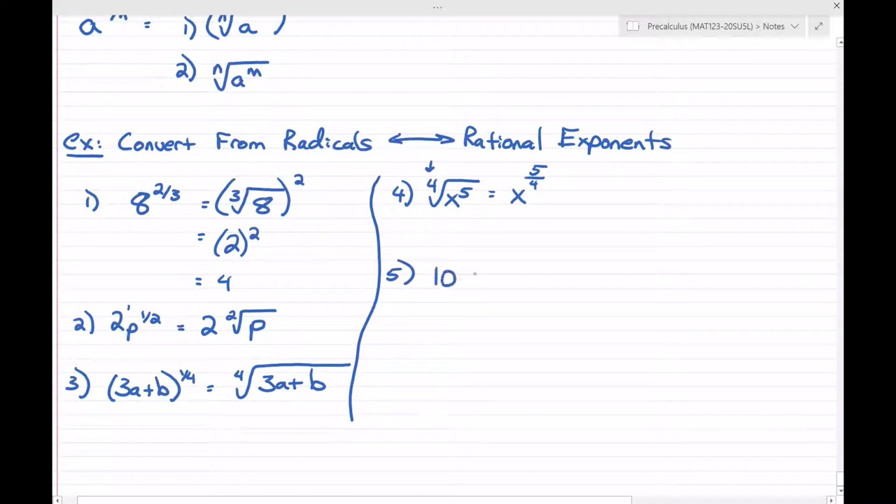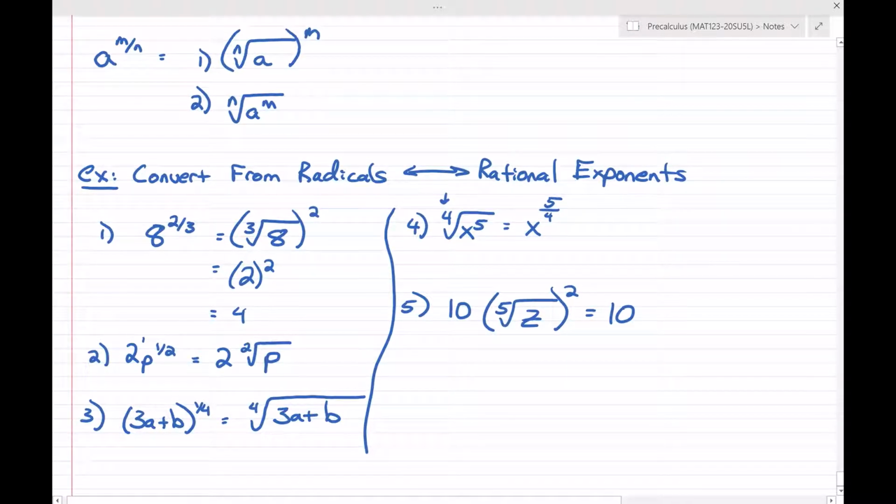What about if we had 10 times the 5th root of z, all to the second power? Now the 10 is fine the way it is, so we'll just leave it alone. But when we have the 5th root of z to the second power, that comes into our properties over here. That's actually this property, right? And we could just write that z to, the index is always going to be in the denominator, and the 2 would be on top.